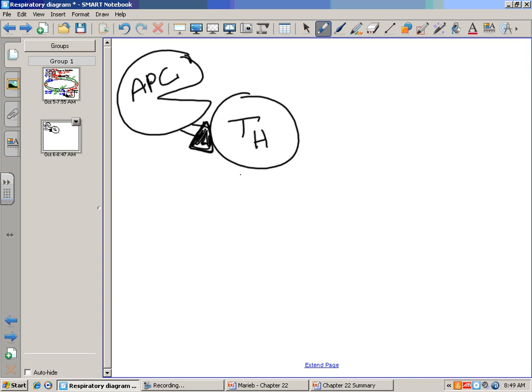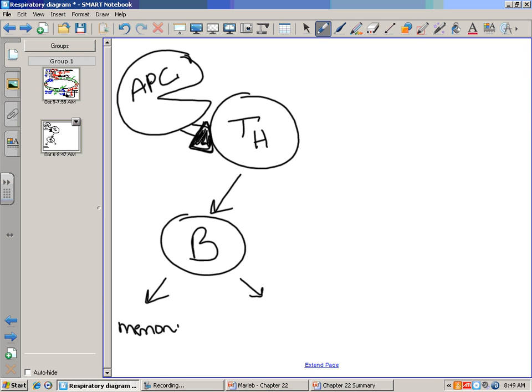TH goes and talks to the B cell. TH shows it to the B cell and says, see this? Go do your thing. Attack this. So then the B cell specifically does some things to attack that antigen. B cell does two things. What are the two things that the B cell does? Very good. Memory and plasma. Good. And what does the plasma make?